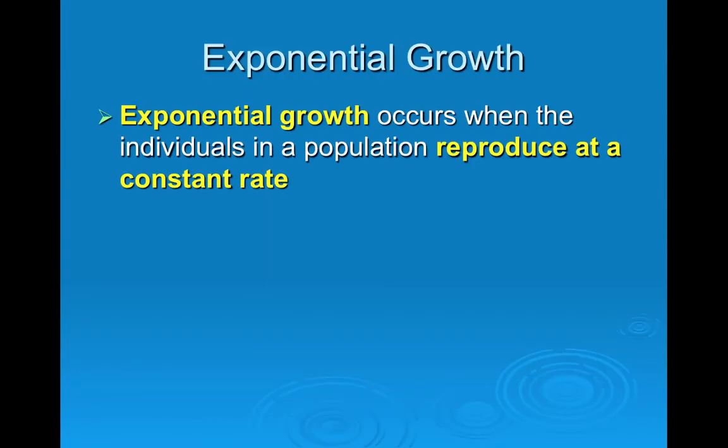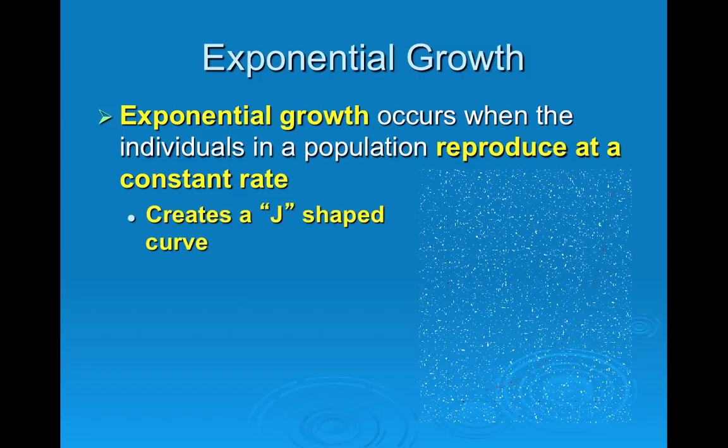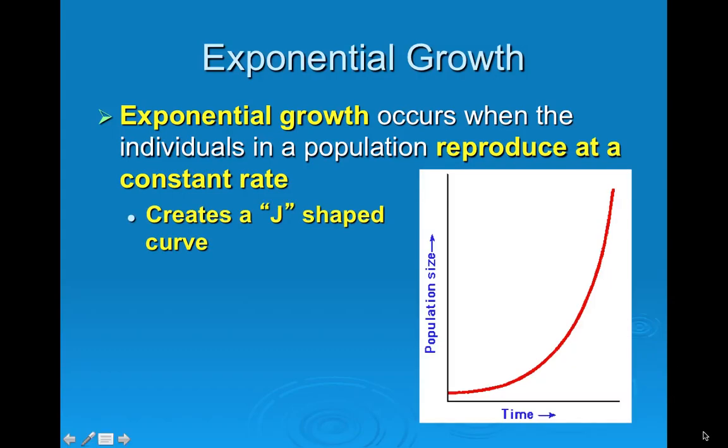So exponential growth occurs when the individuals in a population reproduce at a constant rate. And what this is going to do is create a J-shaped curve. This is an exponential growth curve right here. There's 2 axes. On the left-hand side, we have population size. Starts at 0 down here, and it can go up to any number.